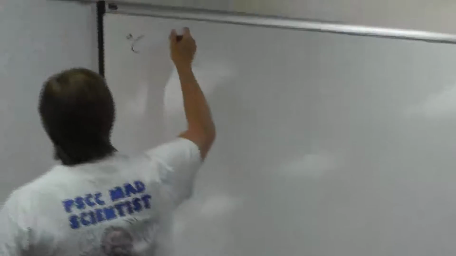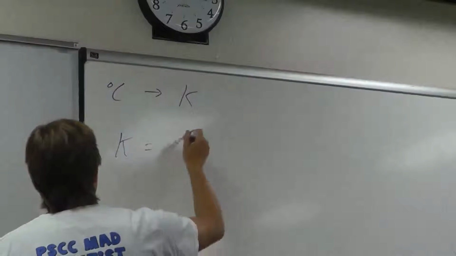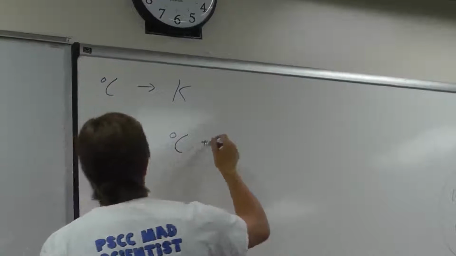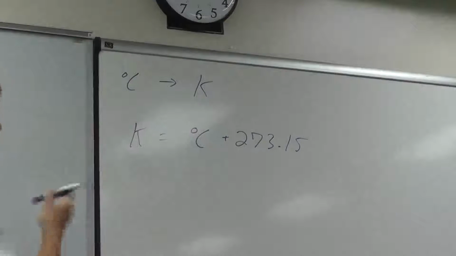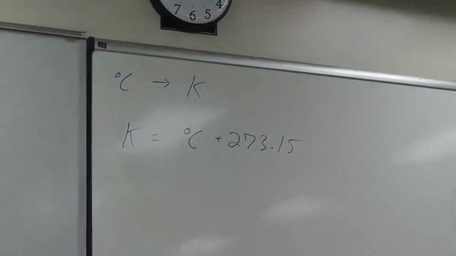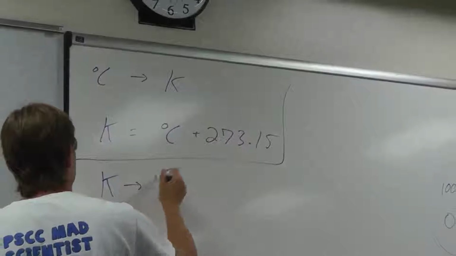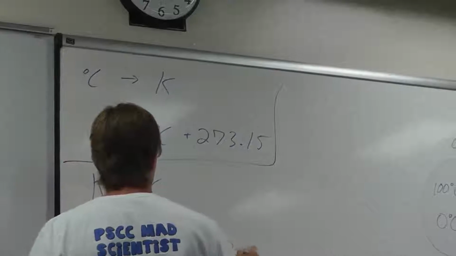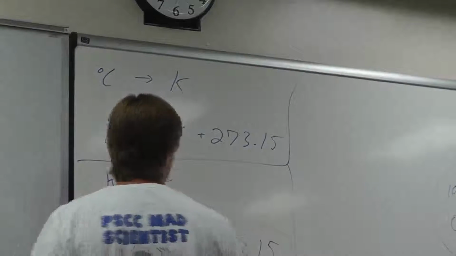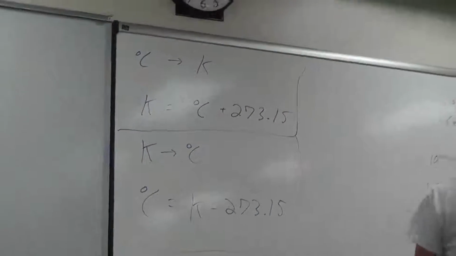If you're trying to convert Celsius into Kelvin, the Kelvin temperature is equal to the Celsius temperature plus 273.15. All you got to do is add that difference. Or conversely, if you're trying to convert Kelvin to Celsius, Celsius would be Kelvin minus 273.15. Just an addition or subtraction conversion, because fundamentally, they're the same scale.